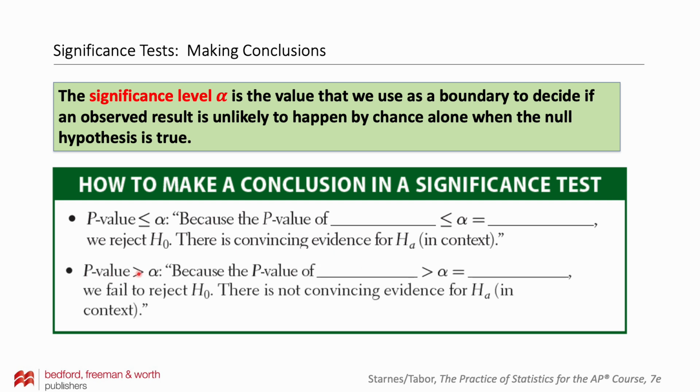If the p-value is larger than alpha, we're going to state because the p-value of, state what the p-value is, is greater than the alpha, and state what the alpha is, we fail to reject the null. There is not convincing evidence for the alternative in context. I am going to show you later about tricks we can do to change the power of a test or avoid certain types of errors, and some of it includes changing our alpha level. We'll talk more about that later on.